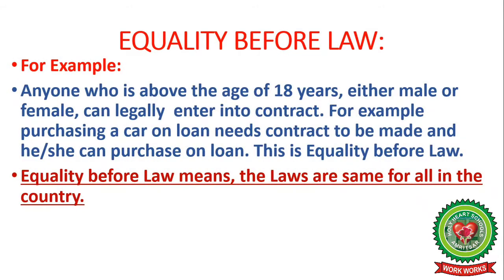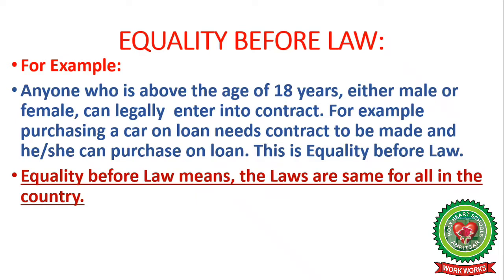Next is equality before law. Suppose anyone who is above the age of 18 years, either male or female, can legally enter into a contract. For example, purchasing a car on loan needs a contract to be made, and he or she can purchase on loan. This is equality before law.